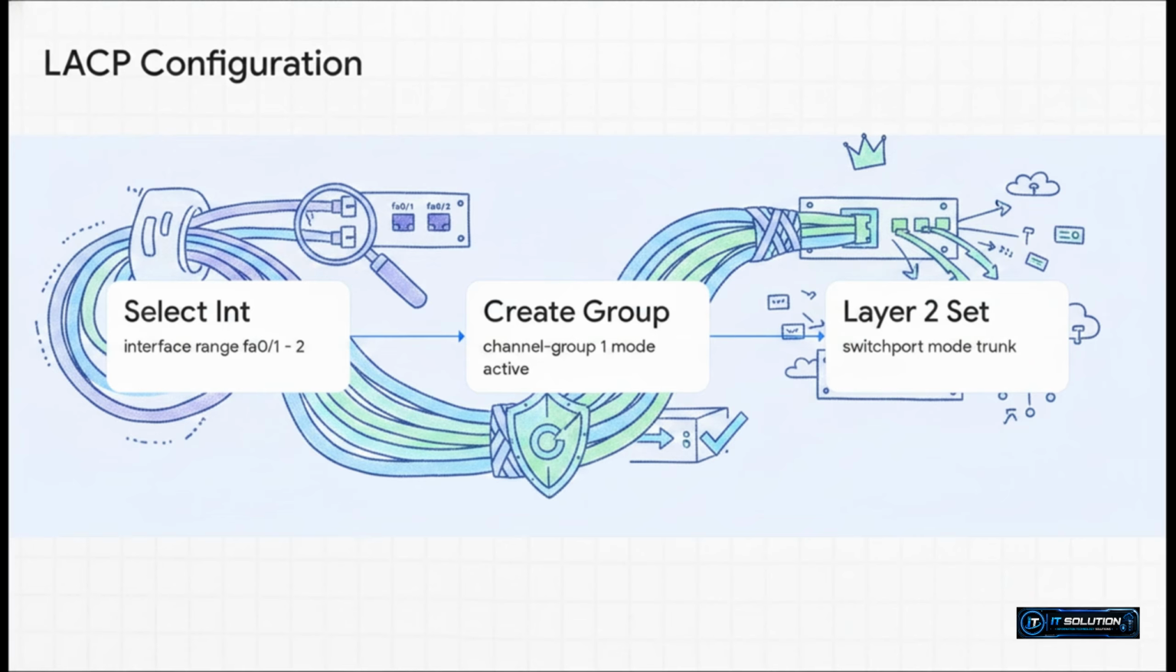Step 1, grab the physical ports you want to bundle using the interface range command. Step 2, bind them all to a channel group using your protocol keyword. In this example, by typing mode active, we're explicitly telling the switch, hey, use LACP. And step 3, apply your layer 2 settings directly to that newly created logical interface. You type interface port-channel 1 and then follow it up with your commands, like switchport mode trunk. Just remember, the port channel interface is the boss now. You apply your VLAN and trunking settings there, not on the individual physical ports.